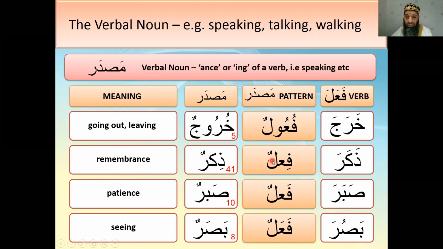How do you know which pattern is used with which verb? You don't. You just have to learn it with the verb. So dhakara yadhkuru dhikrun. Sabara yasbiru sabrun. Like that. In English, is it called present continuous verb? I don't know. I know it's called verbal noun though. It might also be called present continuous verb, I'm not sure, but verbal noun is what is commonly called. Present continuous verb sounds right, because that's what's going on there.